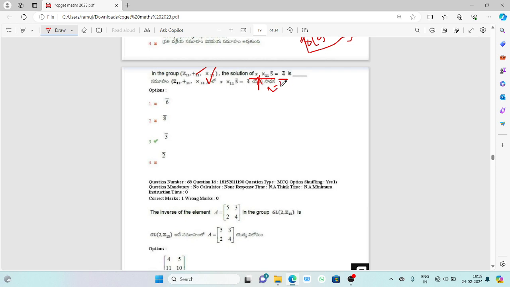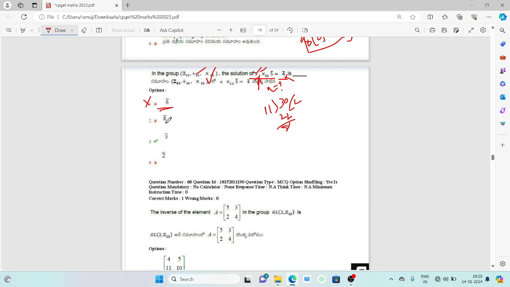For this, by using option verification, suppose I take the value x as 6. Then 6 times 5 is 30. If you do the multiplicative modulo with respect to 11, 11 times 2 is 22, and whenever this modulo is there, we have to write the remainder, so you will get 8 here. So it is not coming to 4 bar, so we can discard this one. This is not satisfying the given condition.